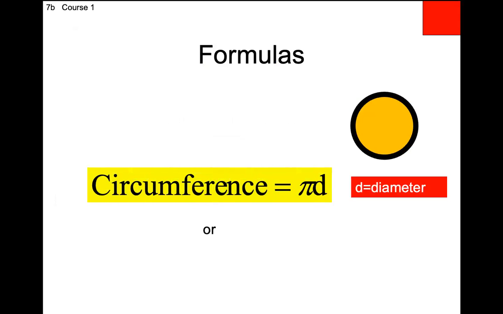Write this down, please. The formula for circumference is pi times the diameter. Except we don't want to write diameter, so we put C is equal to pi d. C is equal to pi d.